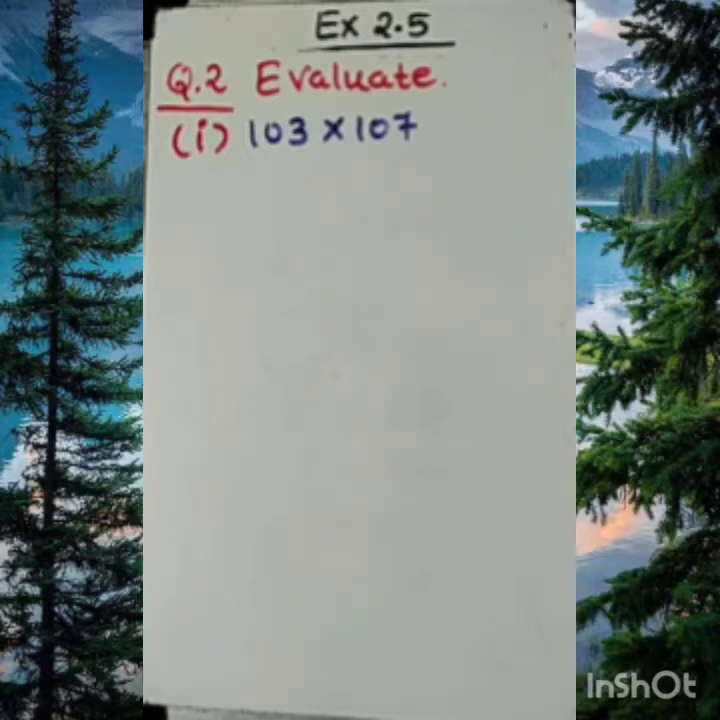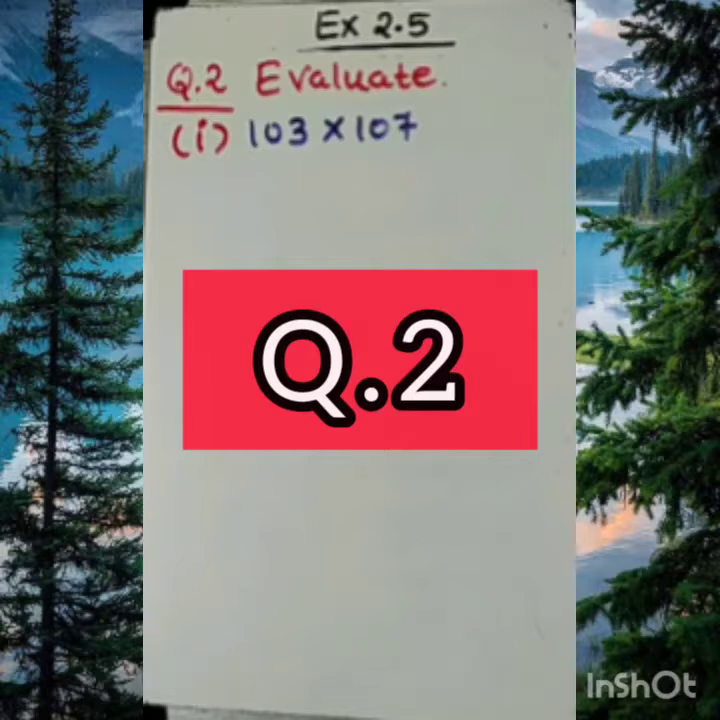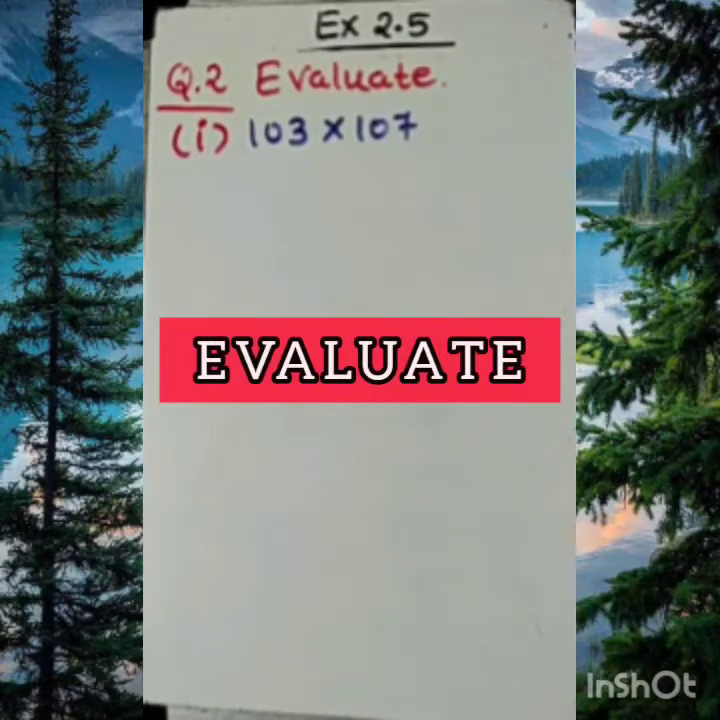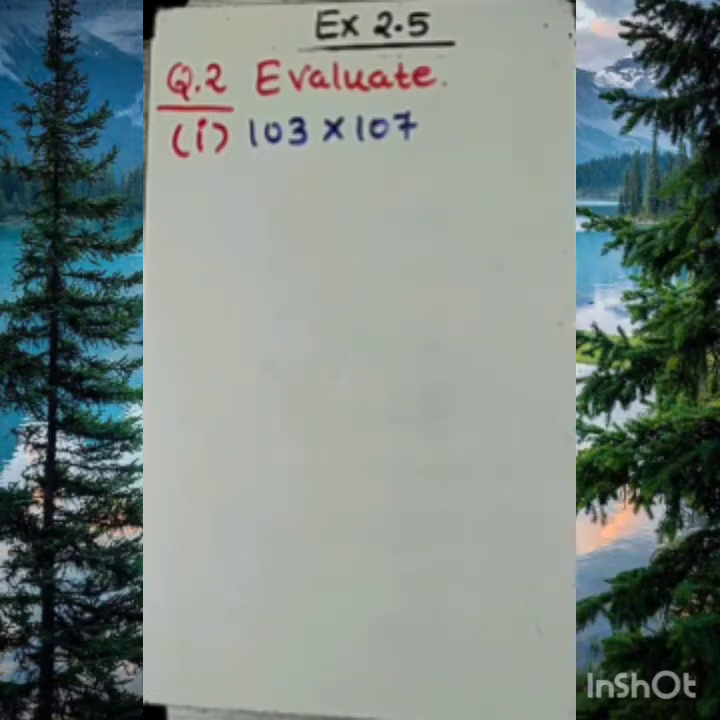So dear student, here in front of you question number 2. What is the question number 2? Evaluate. We need to evaluate the following product without multiplying directly, because some of the students try to multiply directly, like 103 with 107, and write the answer. Dear student, that way you will get the correct answer, but that is not valid. Actually, we need to apply the identity.